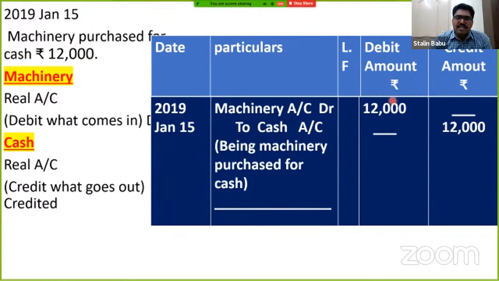Write 12,000 in debit amount column against machinery account, the debit account, and write 12,000 in credit amount column against the credit account. What is the narration? Being machinery purchased for cash.